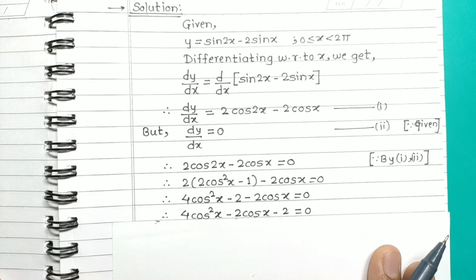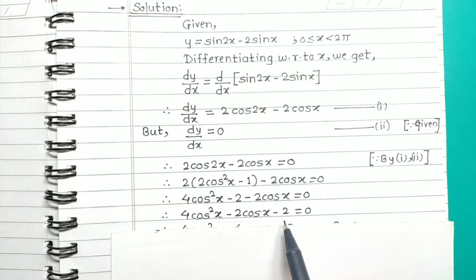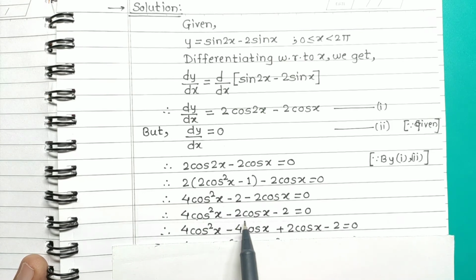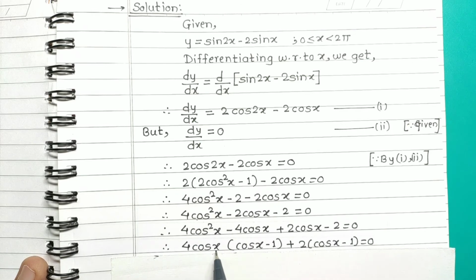So rearranging these terms, we have 4 cos square x minus 2 cos x minus 2 is equal to 0. Now let's factorize the terms. So let's write this minus 2 cos x as minus 4 cos x plus 2 cos x. So from these first two terms, taking 4 cos x common, we have cos x minus 1 plus taking 2 common, we have cos x minus 1 is equal to 0.